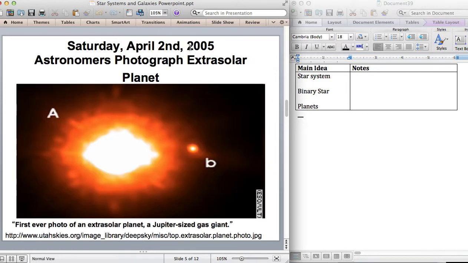In fact, we've even gotten a picture of one. So on April 2nd, 2005, we actually got a visible picture of the first, what we call extrasolar planet, or sometimes you'll see them called exoplanets. So A here is the star, and B is the planet. It's not making its own light, it's reflecting light off of that star to us. But as you can see, it's a huge Jupiter-sized gas giant. And judging from the picture, you can infer what the temperature must be like on that planet. It's a little toasty. But still cool that we can actually see a picture of a planet that far away.